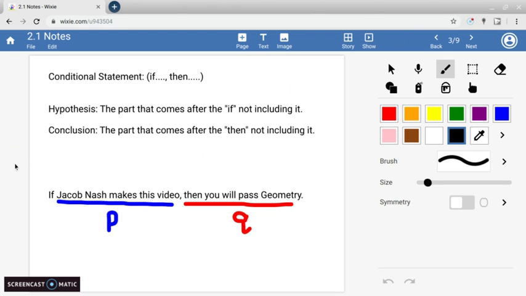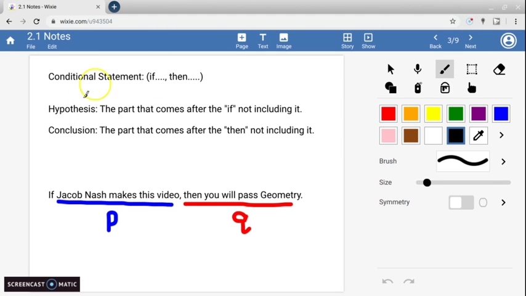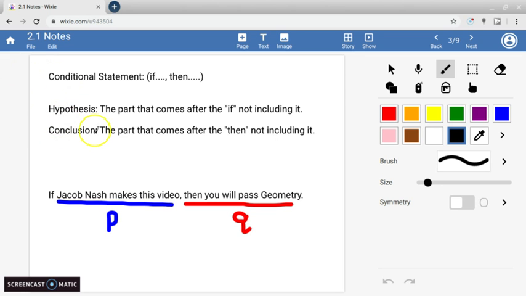A conditional statement. These are if-then statements. You've probably heard of those, but it's a little different than what it's like in maybe science. Hypothesis. Well, you usually think that's just an educated guess, but it's not the same in geometry. It's just the part that comes after the word if, not including it. And then the conclusion is the part that comes after the then, not including it.